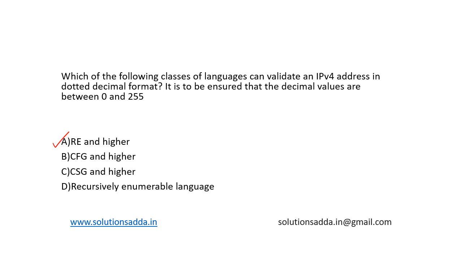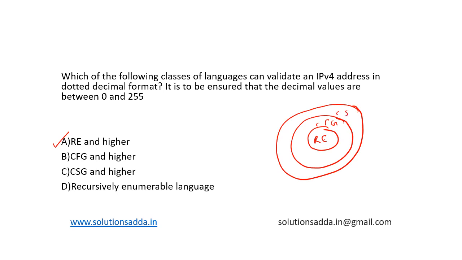So why is regular expression and higher correct? Because based on the hierarchy, the closest one is regular expression and the next one is context free grammar. And the next one would be context sensitive grammar. And the next one is recursively enumerable language. So using regular expression, we can generate it.